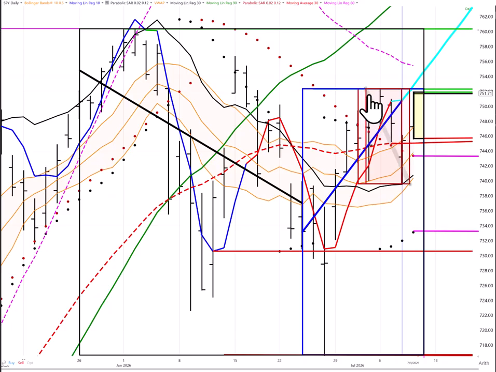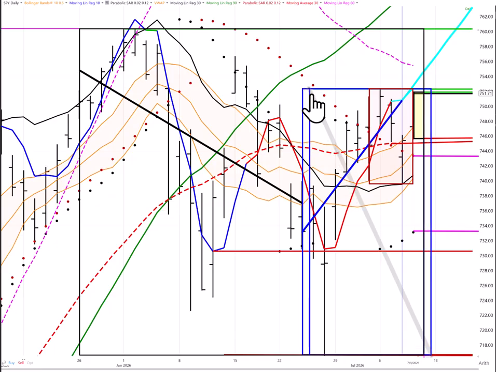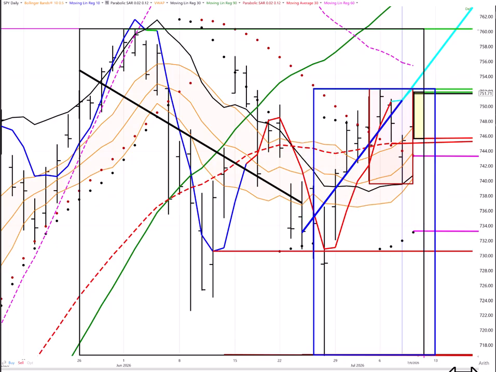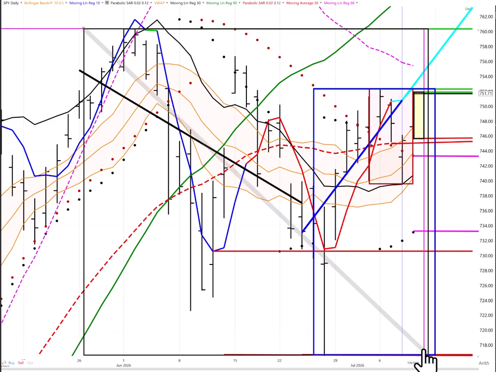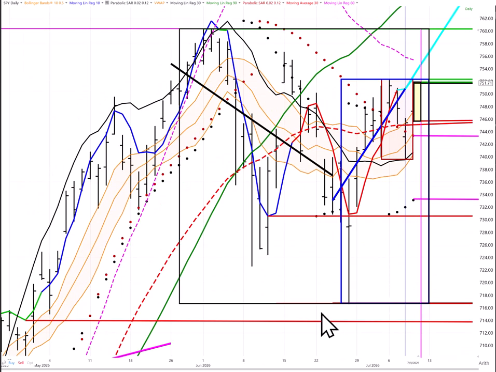Adjusting the 5-day look back. Adjusting the 10-day look back. Adjusting the 30-day look back. 30-day low remains in place.